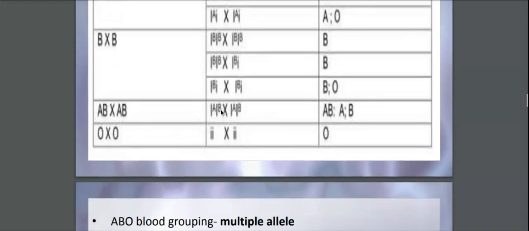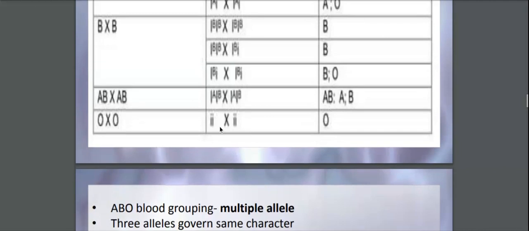Now consider this. Suppose you have an AB individual married to another AB individual, father and mother both AB. Please note, suppose you get an IA from here and IB from here, the offspring will be AB. But suppose you get an IA from here and an IA from here, you get a homozygous dominant A individual. If you get an IB from here and an IB from here, you get a B. So three probabilities are there. The offspring could either have a blood group of AB, A or B.